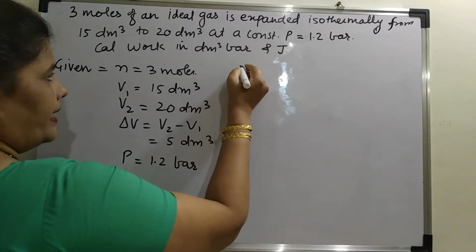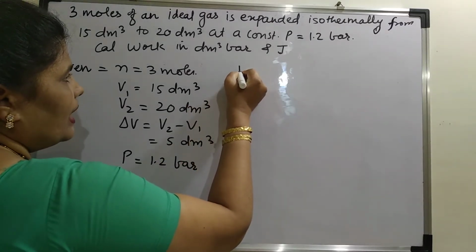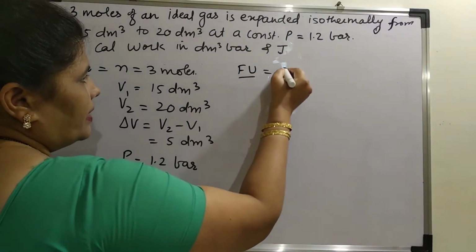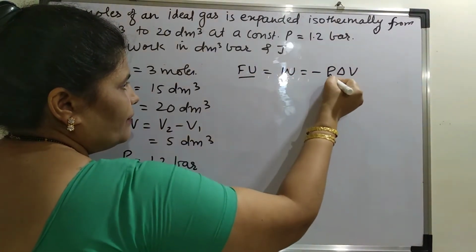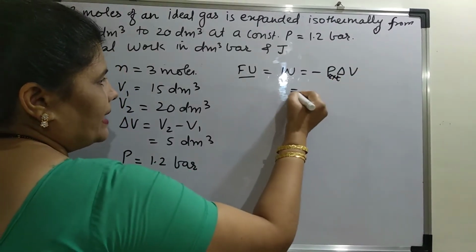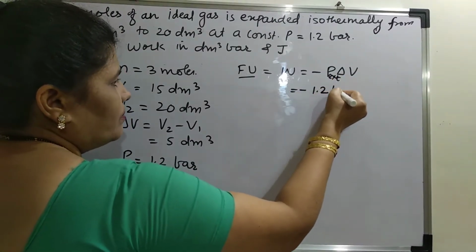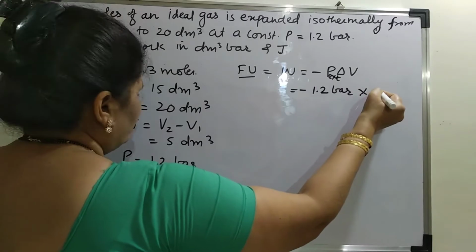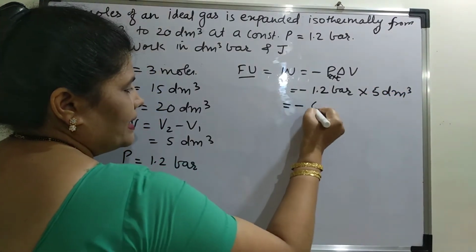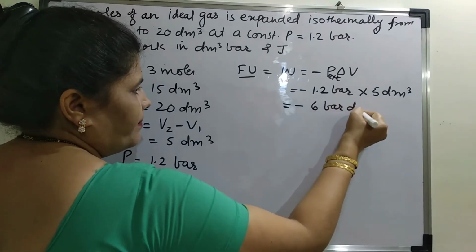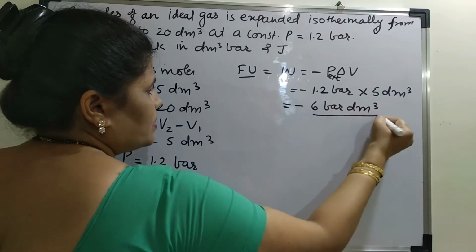So let us write the formula. The formula used is W is equal to minus P delta V. So that is minus 1.2 bar into 5 dm cube. So this will give you minus 6 bar dm cube. So your first calculation is over.